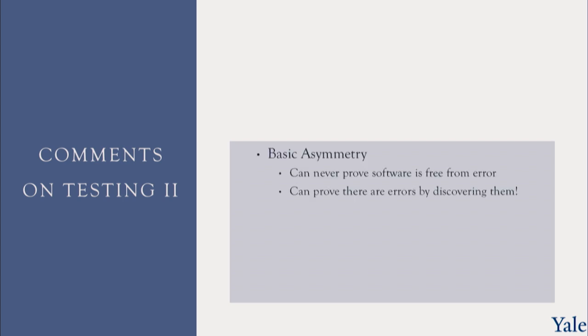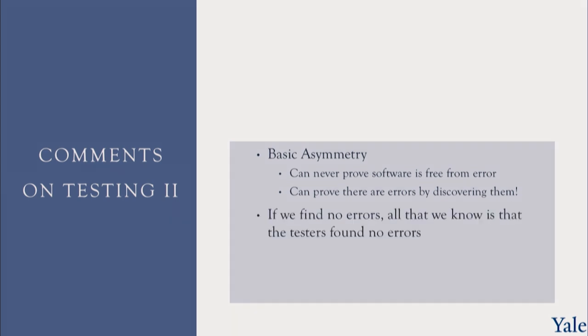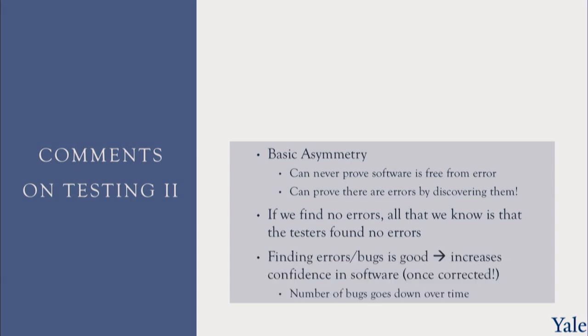Since we can't do that, what can we do? We have to face the basic asymmetry. We can never prove that the software is free from error, but we can prove that there are errors by discovering them. So you can never prove there are no bugs, but you can always prove that there are bugs. We find the bugs. And if we find no errors, all that we know is that the testers found no errors, which is not really heartening. So the goal here is to keep finding errors, but over time to see the number of bugs go down.